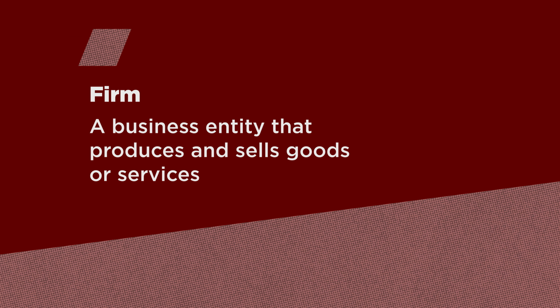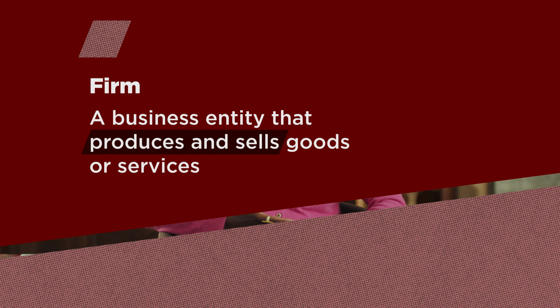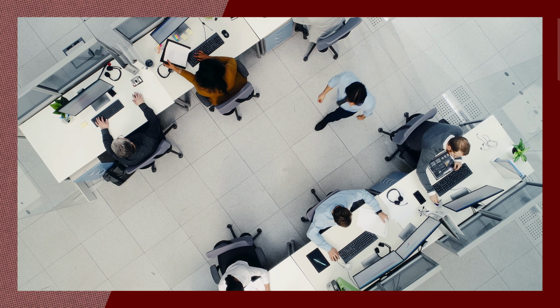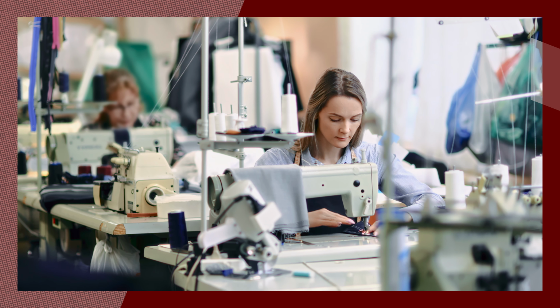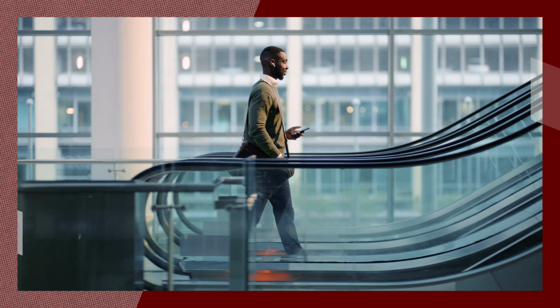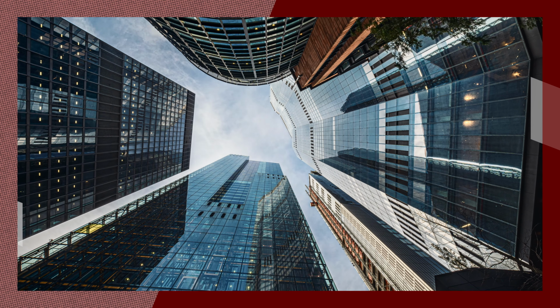A firm is a business entity that produces and sells goods or services. A firm can consist of anywhere from one person to thousands of people and any number in between. But no matter the size, every firm must decide how to combine inputs to create outputs. In the short run, a firm has two types of inputs: those that can vary, such as labor, and those that are fixed in the short run, such as physical capital, like the building being used.